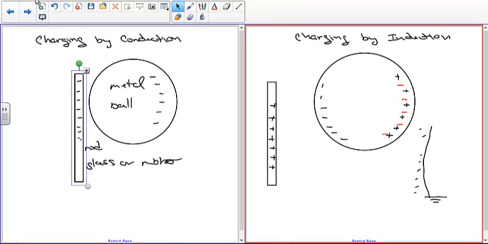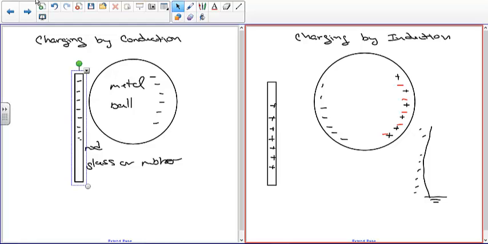Now, what you do in terms of charging by induction is you never touch the rod to the sphere. But say you have a positively charged rod and you put it close to the sphere, the electrons are going to be pulled from this side to that side. So this side becomes negatively charged, being attracted to the positively charged rod. This makes this side positively charged.